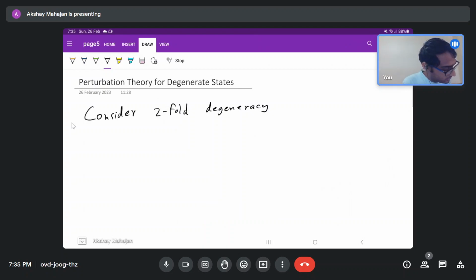So if we consider 2-fold degeneracy, let's say our h cap naught is given by, I'm going to use some different notations maybe, but let us go with that notation only. Okay, 2-fold degeneracy. So what I'm saying is, let's say we have a system.